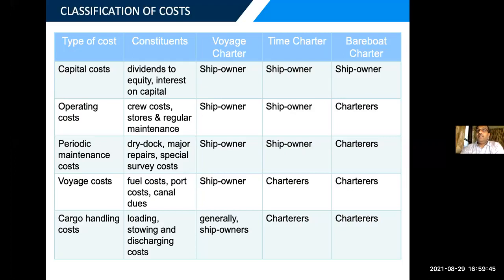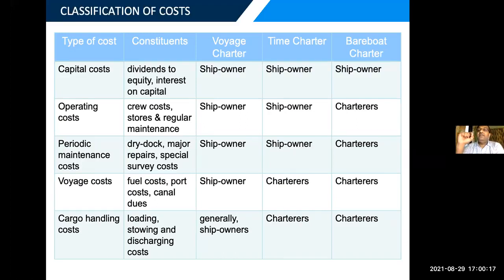See, as I told you, when I'm talking of insurance cost, what I fundamentally meant was the H&M insurance cost, hull and machinery insurance cost. I made it very clear. Now, who can take H&M insurance? Generally, the person who owns the hull and machinery. Though when the ship is on bareboat charter also, it is the ship owner who takes the hull and machinery insurance, generally.